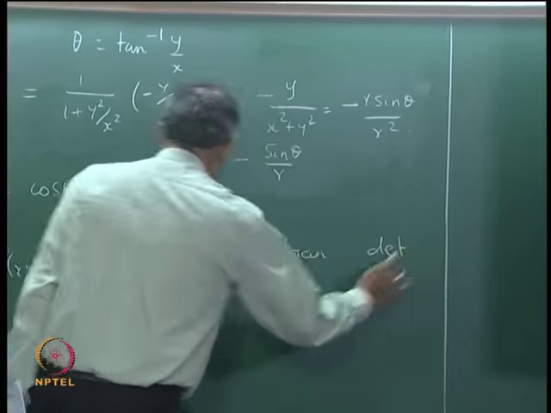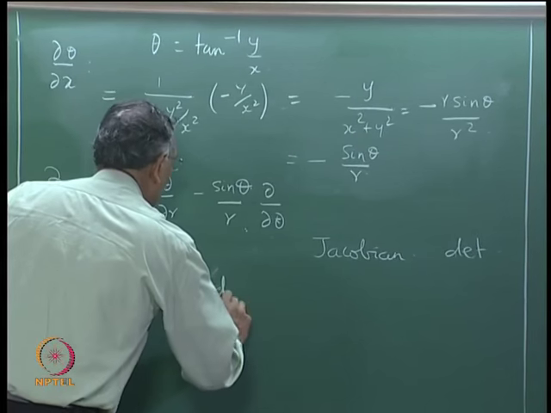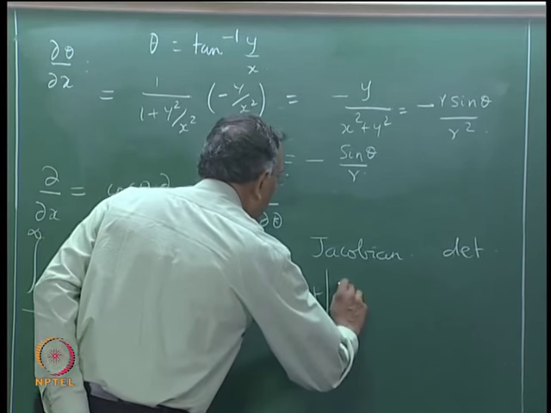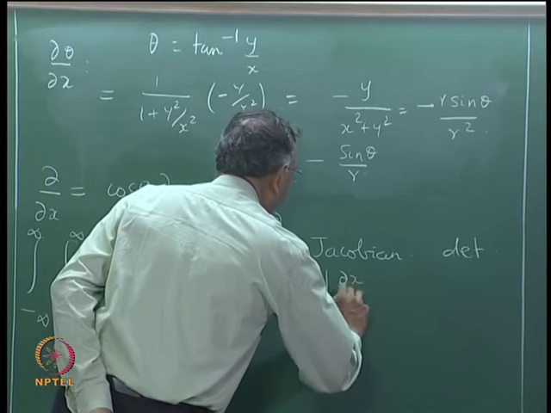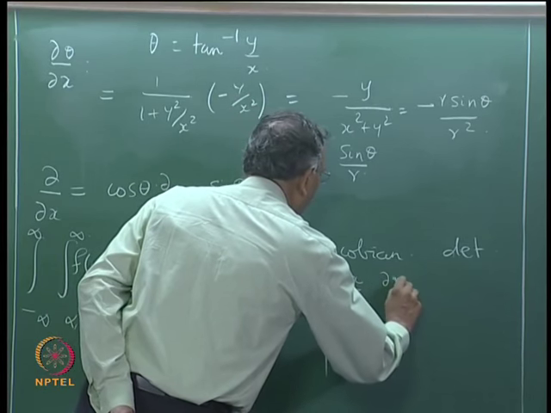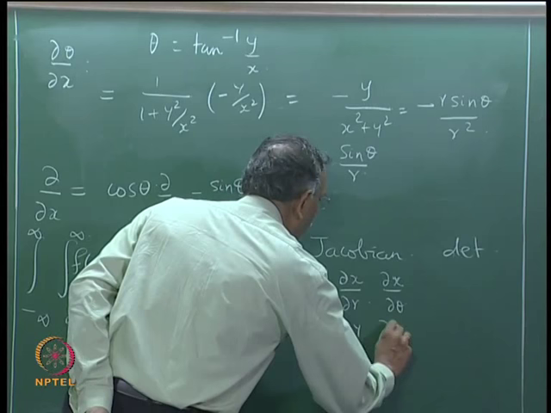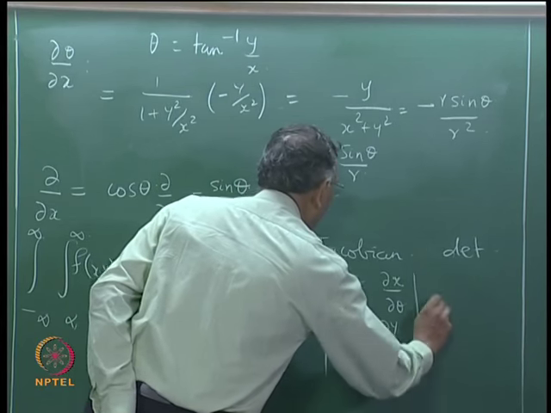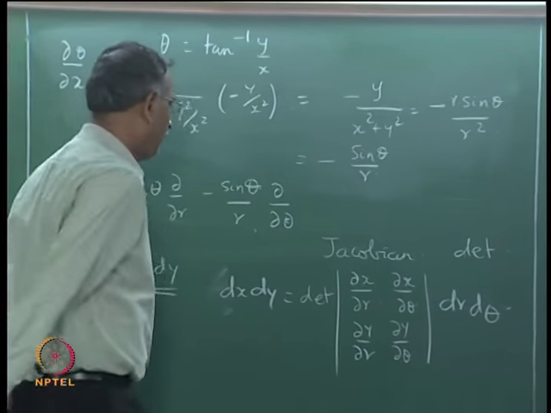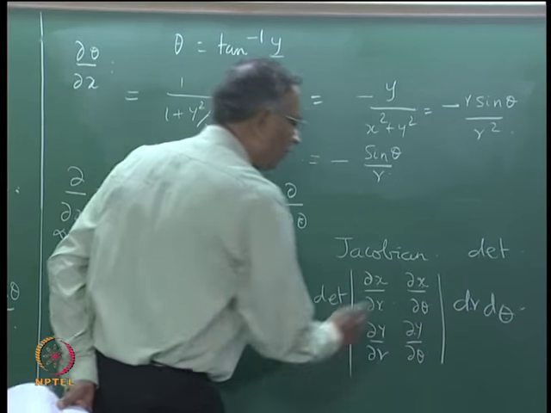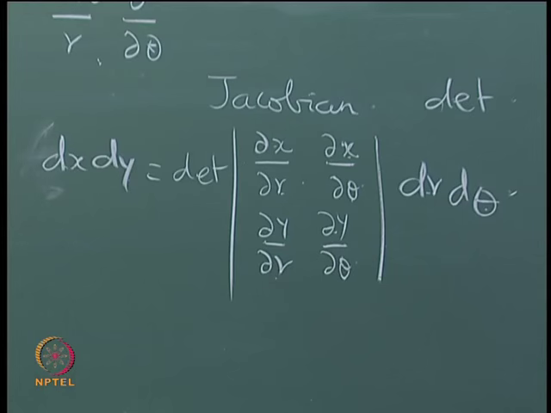determinant, which tells you that the quantity dx dy is the determinant, without the sign, of dou x by dou r, dou x by dou theta, dou y by dou r, dou y by dou theta, times dr d theta. x y in the numerator, r theta in the denominator. Easy ways to remember those things. Now, that is easy to calculate again using the transformation rule.